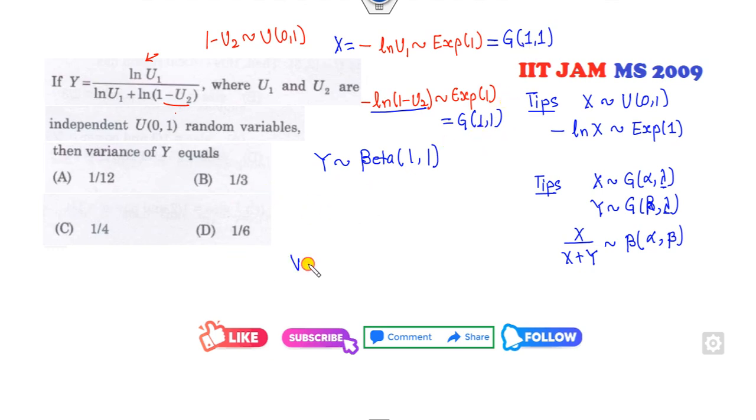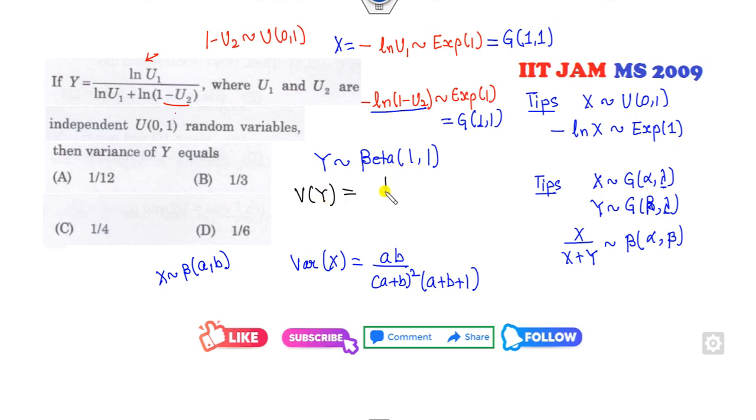Then what is the variance of the beta distribution? If x follows the beta distribution a comma b, then the variance will be ab divided by (a plus b) whole square times (a plus b plus 1). If I substitute here, the variance is 1 into 1 over (1 plus 1) whole square, which is 4, into (1 plus 1 plus 1), which is 3, so 1 over 12 is the right answer of this problem. So this is the way you can simply remember this shortcut trick and solve.